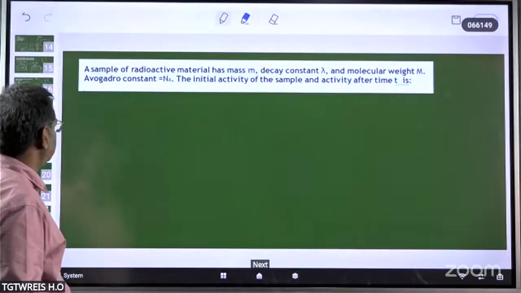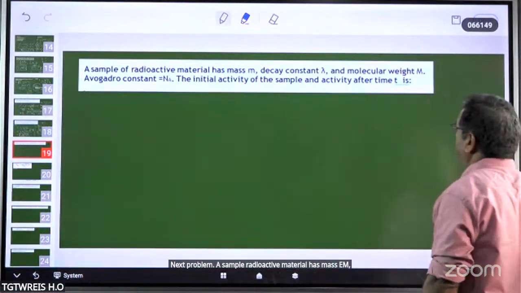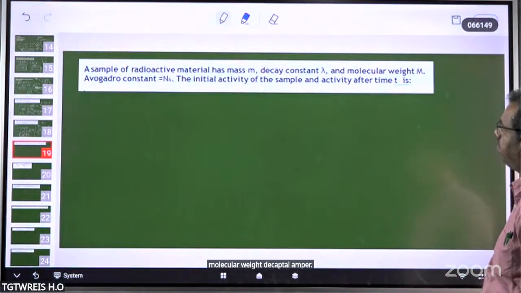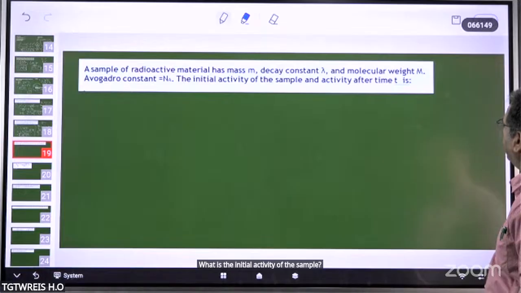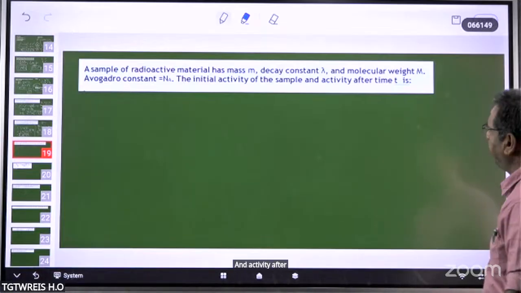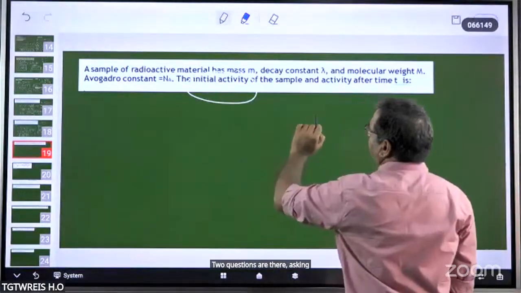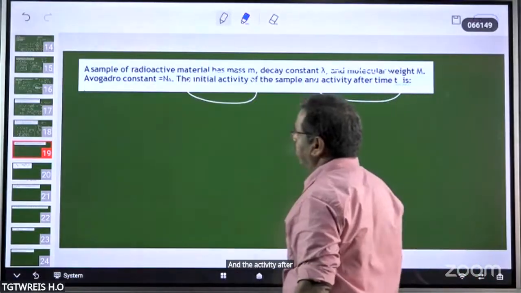Next problem. A sample of radioactive material has mass m, decay constant lambda, molecular weight capital M. Avogadro number constant is given, Na. What is the initial activity of the sample and the activity after time t? Two questions are there, asking initial activity and activity after time t.